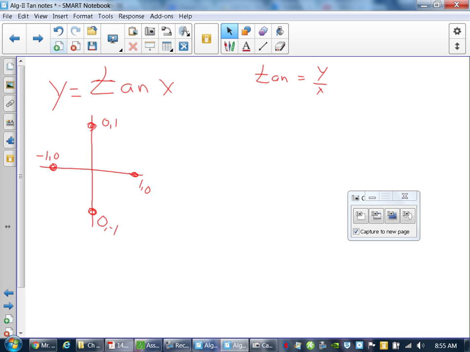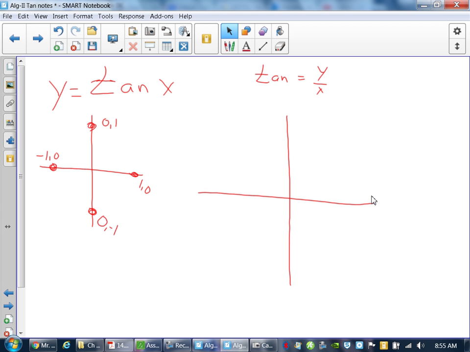Now, as I go through this, if I'm looking at a graph, at 0, tangent is 0 divided by 1. What's 0 divided by 1? 0. Is 0 divided by 1 undefined? No, 1 divided by 0 is. Oh, that's a 0, not a 1. I know my handwriting's bad.